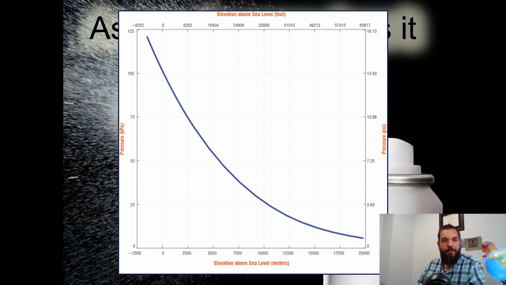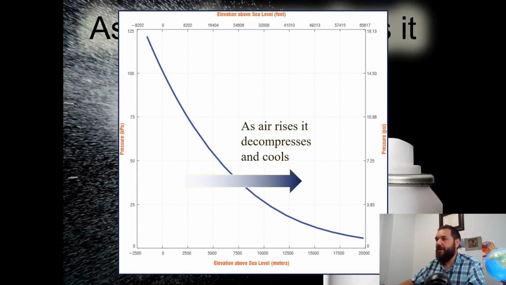All right, so welcome back. Hope you liked that demo. We're just moving along now with the rest of this. So as air rises, think about what happens to pressure in the atmosphere. As you go up in elevation, the pressure decreases, right? So if you're a parcel of air and you start rising, your pressure is going to decrease. And what's going to happen to you? You're going to start to cool off.